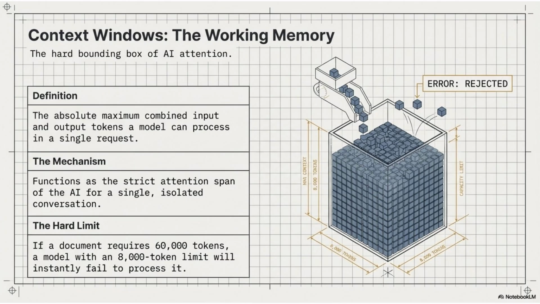And here's the hard limit, illustrated perfectly on this slide. If a document requires 60,000 tokens, but your model has an 8,000 token limit, it will instantly fail to process it. The visual shows tokens being fed into a container with a capacity limit. Excess tokens are rejected, shown as the error message in the corner. This is why context window size is one of the first things professionals check when selecting a model.